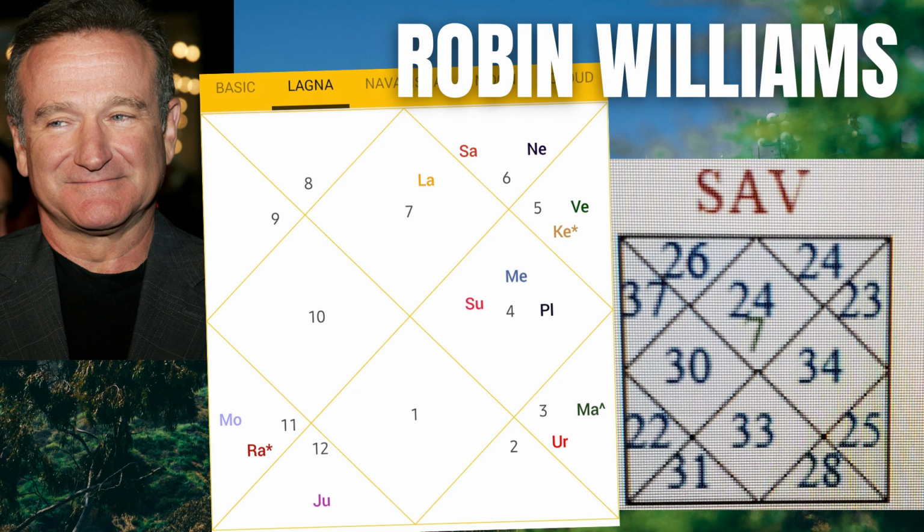Now friends, because today we are going to discuss the chart of Robin Williams, first I will give you an overview of his natal chart. Looking at his Lagna chart, he was born with Libra rising. And the main thing we have to give attention to is that not only was he an entertainer, but in his life he actually battled with depression, addiction, obsession, and many mental health issues.